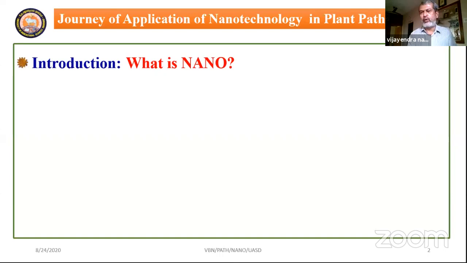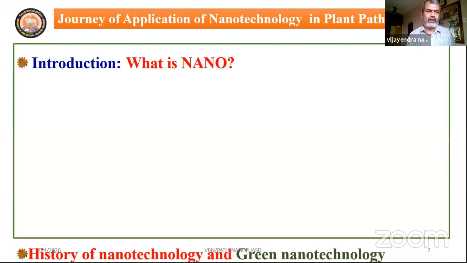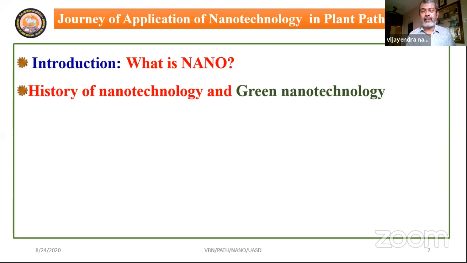What is nano? Hopefully we have done much on these things, but my explanation of nano will be somewhat different. And then history, most of them have covered, but I wanted to see where they have not touched. So what are the new things which I can add? Because so many other persons have given a wonderful history of those things. So I would like to reduce them, but wherever they're lacking, I would like to find those things.